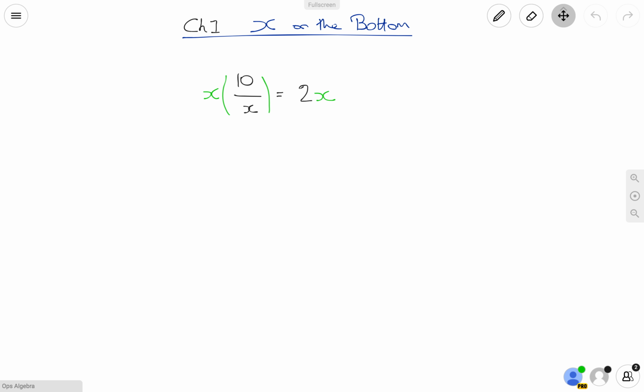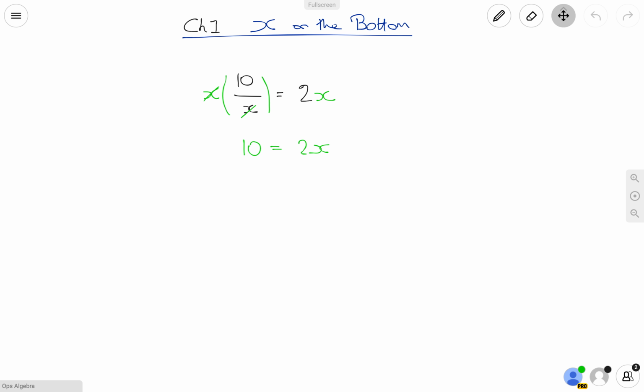And if you see now what's going to happen, we've got x times 10 divided by x. Boom, these x's cancel. So it's the same technique. We're cancelling the bottom, so we do that by multiplying by the bottom. And we get 10 equals 2x.